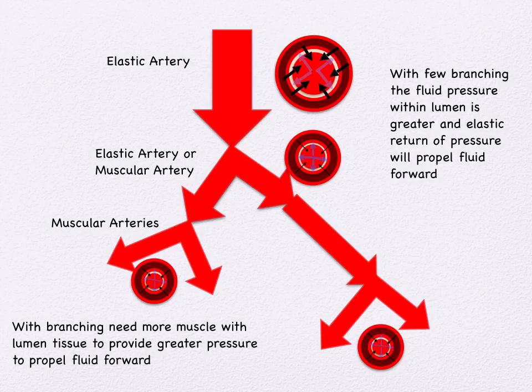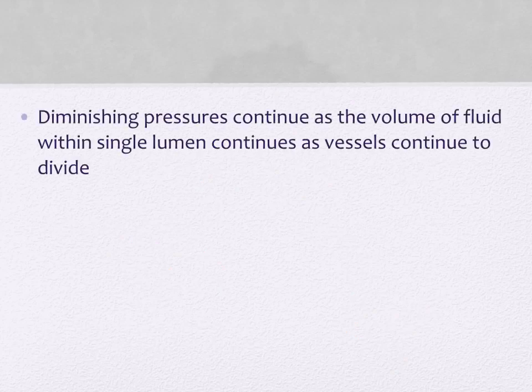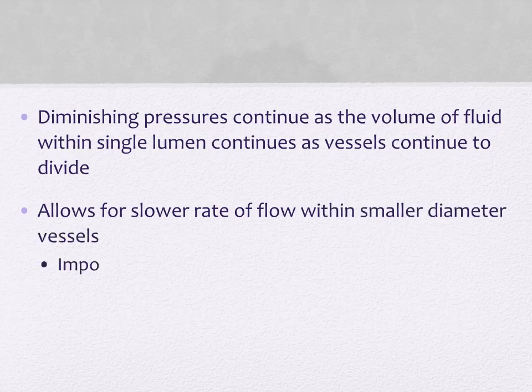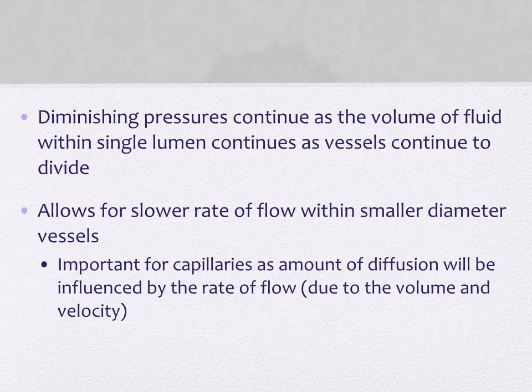Additionally, when we start getting into these smaller diameter arteries, we start having more muscle within the lumen to propel the fluid forward, because the fluid volume is going to be less than what we have within the elastic artery. This diminishing pressure is continuous with the volume of fluid through the single lumen, meaning that as we have more branching within the lumen itself, we start having a diminished amount of pressure from the fluid pushing back onto the lumen itself, which allows for a slower rate of flow within smaller diameter vessels.